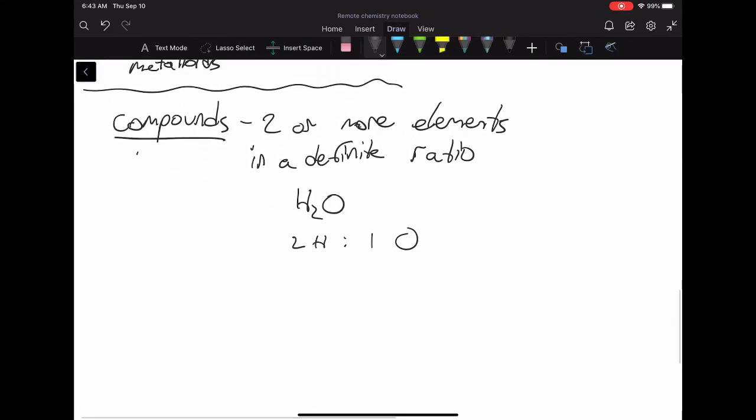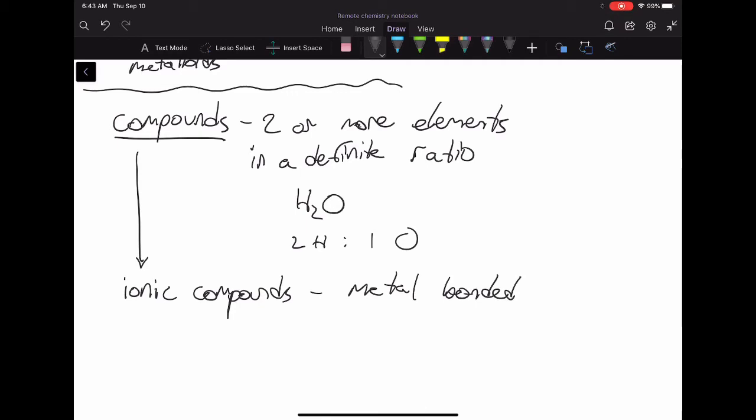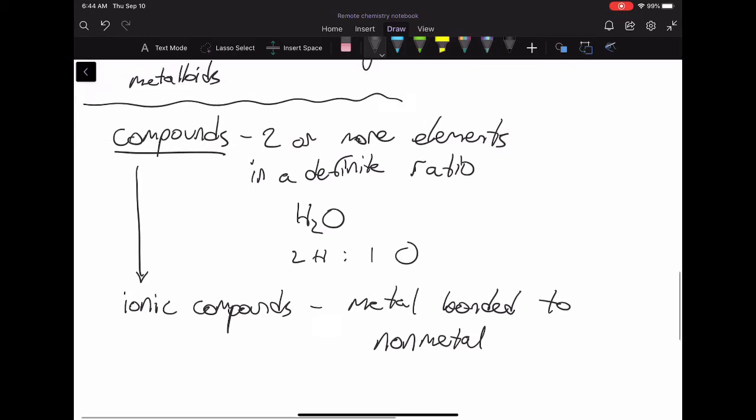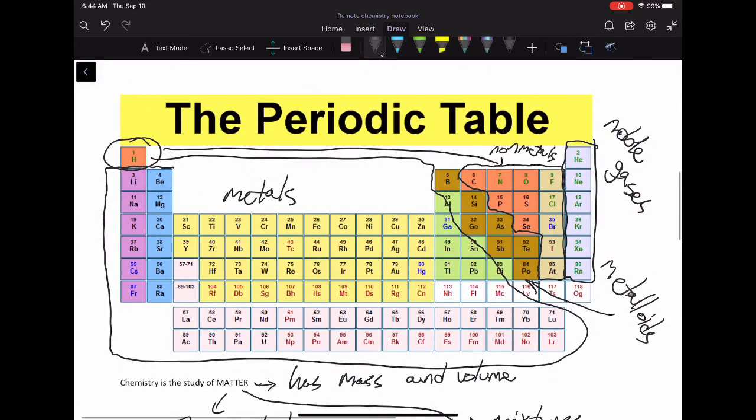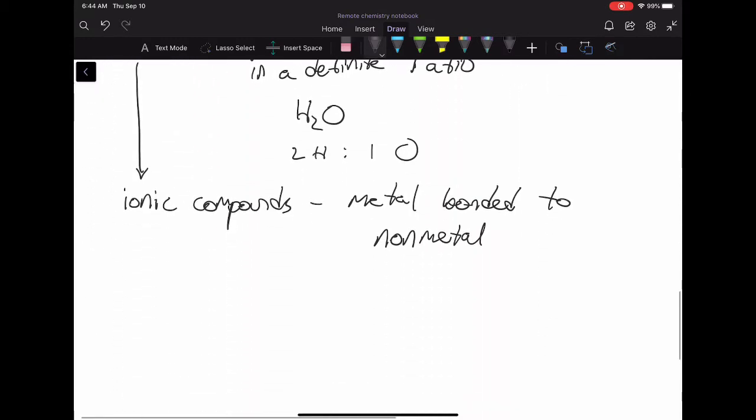There's two different kinds of compounds. So we have ionic compounds, and this is when you have a metal bonded, and we'll talk about what that really means later on, bonded to a nonmetal. So an example, if we go back up to our periodic table, if we have Na bonded to Cl, that's a metal bonded to a nonmetal, and so that would be an example of an ionic compound.